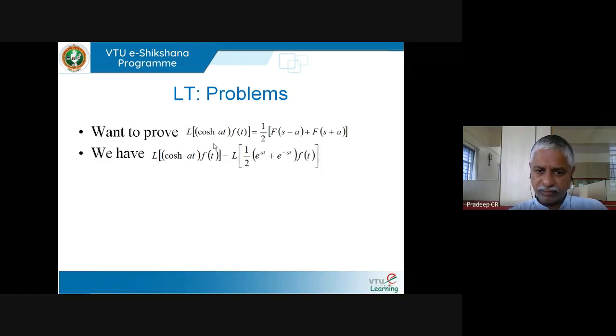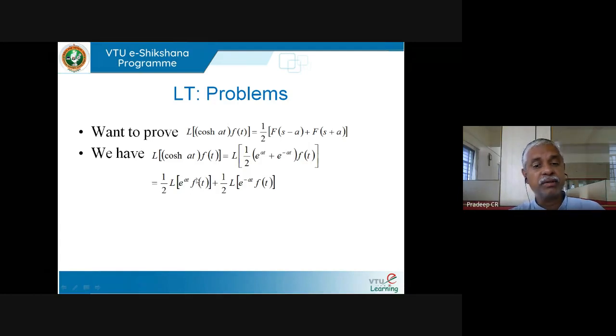That means I want to find Laplace of this, which means I replace cosh(at) by half of e to the power at plus e to the power minus at. So how do I find that? Now I'll open up the bracket and expand this. At the same time, half is of course a constant, so I can pull it out of L. That's what I have done. Half L of e to the power at times f(t) plus half L of e to the power minus at times f(t). So I just use linearity of the Laplace transformation. That's all I have done.